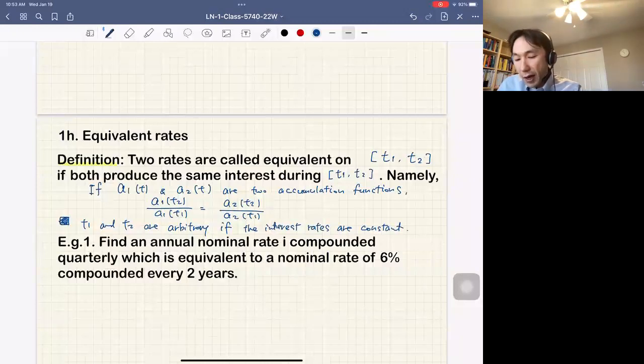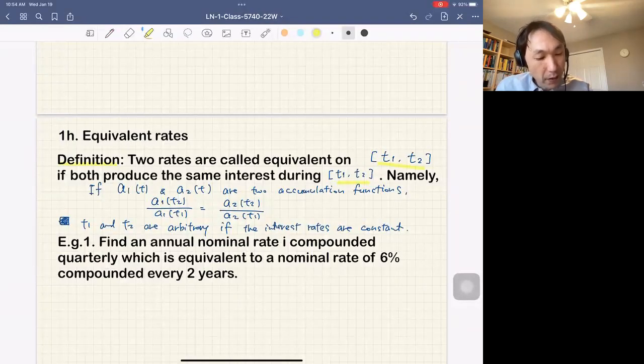So when we say annual effective rate of 3% and nominal rate of 2.96% compounded monthly, those are equivalent for any time period because we don't specify it; interest rates don't change over time. So in such a case, we don't need to mention the time period.